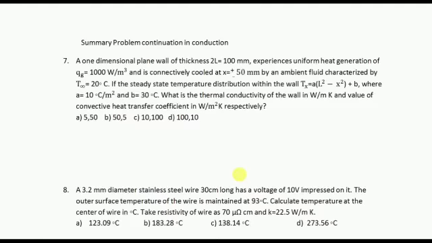So our required criteria, the value of thermal conductivity and the convective heat transfer coefficient, both are derived.